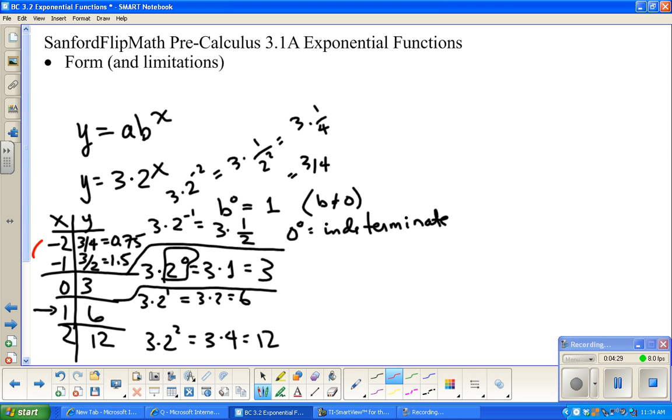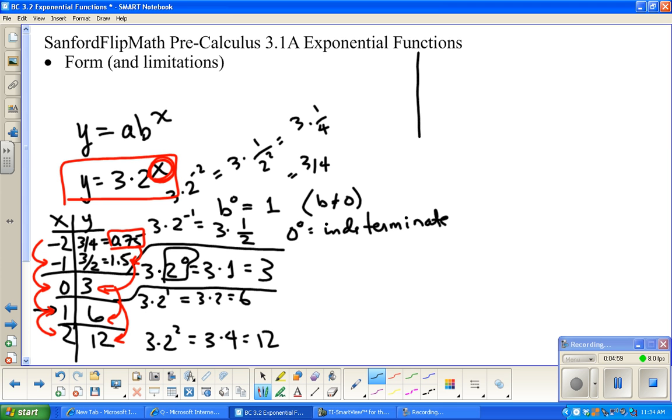Some things to notice here. As I'm going from x value to x value, counting by ones, notice what the y value is doing. 0.75 times 2, 1.5 times 2, 3 times 2, 6 times 2. It should make sense that every time I increase this exponent by 1, I'm multiplying by another factor of 2. This really goes to a numeric understanding of what's going on. And so I'm going to do a little graph of this.